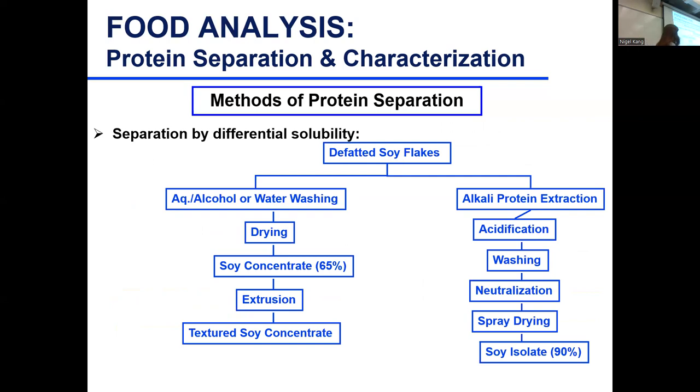One example of protein separation based on solubility that is common in the food industry to produce protein ingredients is soy protein. Soy protein flour, soy protein concentrate, soy protein flakes, soy protein isolates are different soy protein ingredients that you have in industry. So imagine you want to produce soy protein concentrate and soy protein isolate. What is the difference between concentrate and isolate?